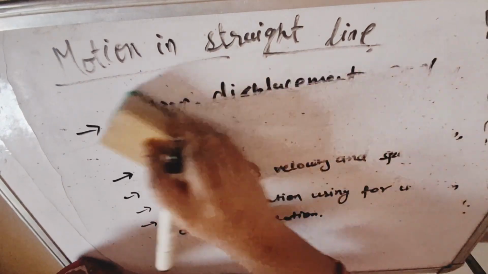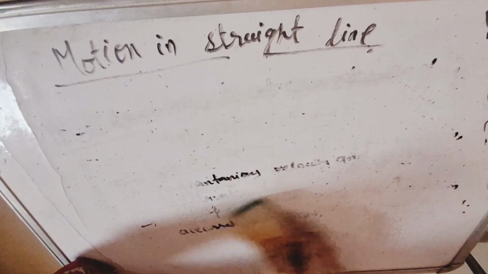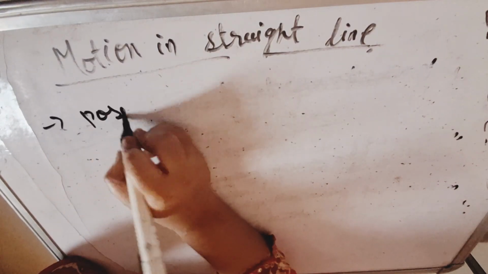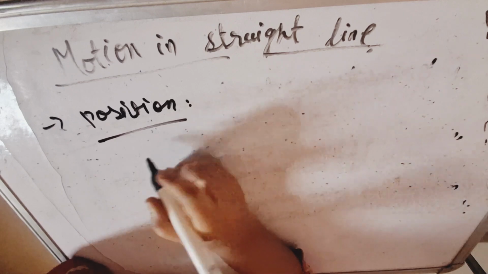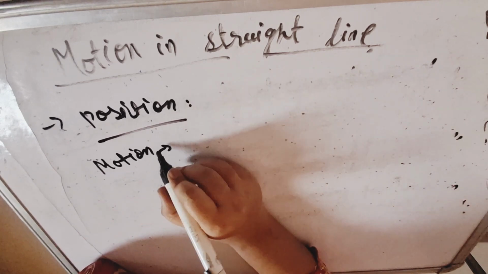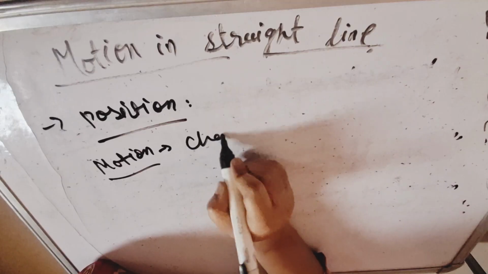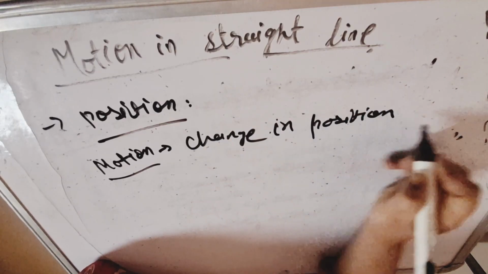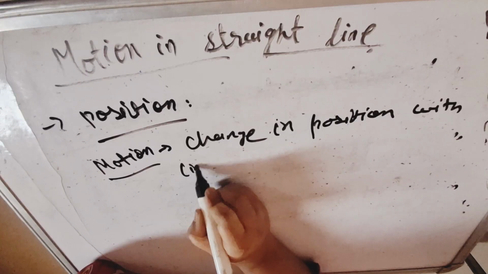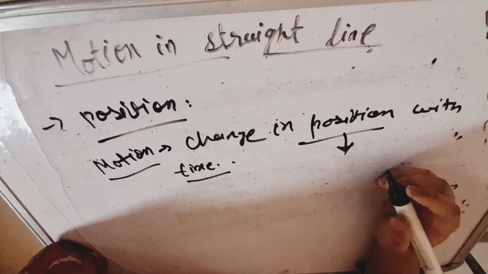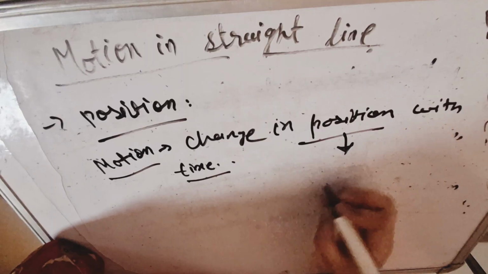First of all, I will try to explain the first thing, position. What is position? As I told you, motion is change in position with time. Now, what is position? Let's try to define it.